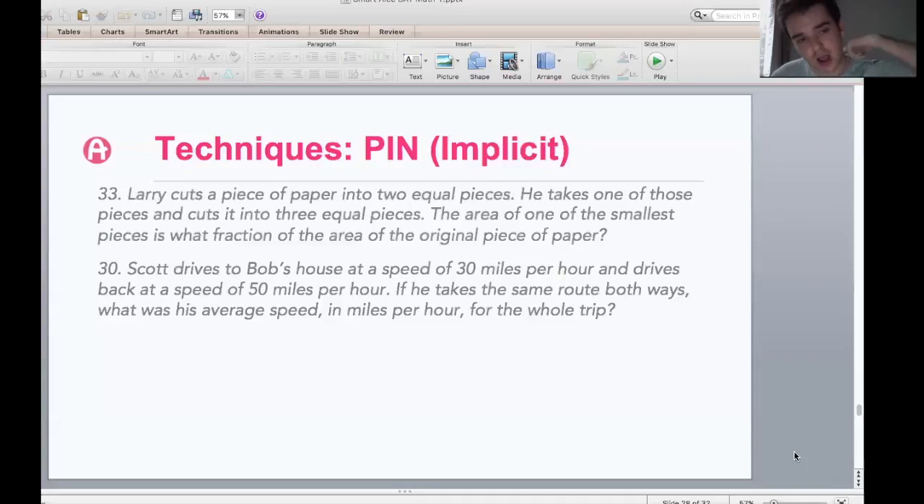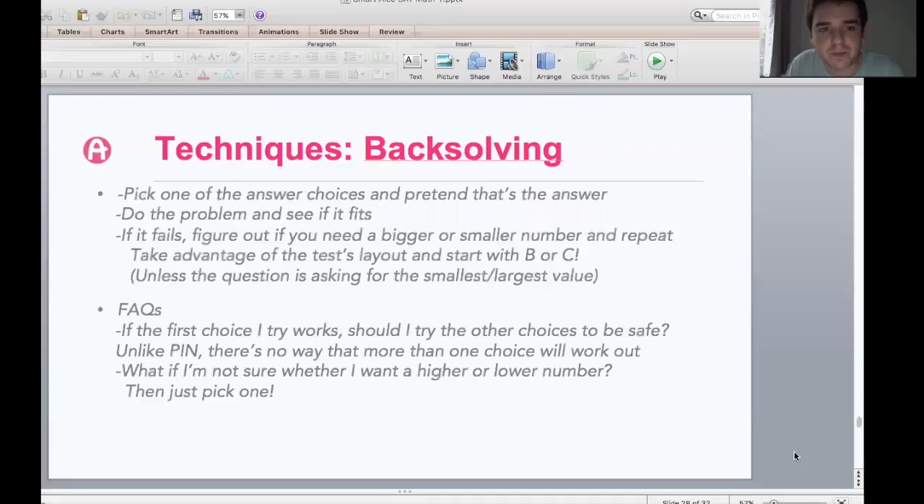And then I put number 30 back up. You might remember Scott and Bob, where we made the mistake of 30 plus 50. This is another example with distance, where you could say 150, and you could set up your equation d equals r times t. So you could say the distance was 150 divided by 30 miles per hour. That's 5 hours. Then 150 divided by 50 is 3 hours. So then 5 plus 3, 8 hours, without getting into ugly algebra.